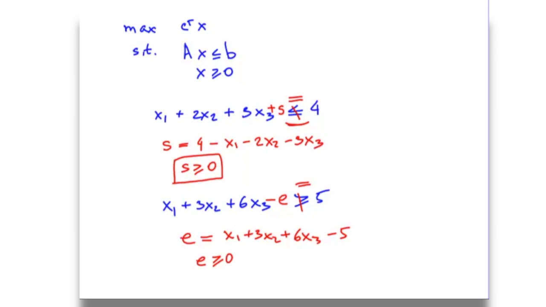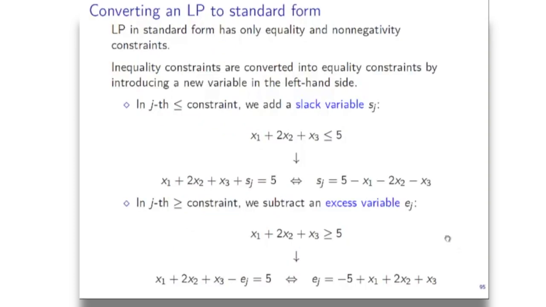The same observations hold here. We didn't really get rid of the inequality, we just converted it into a different inequality for the new variable. So now we have the non-negativity constraint, but we converted the original inequality into an equality. LP in standard form has only equality and non-negativity constraints, as we said.